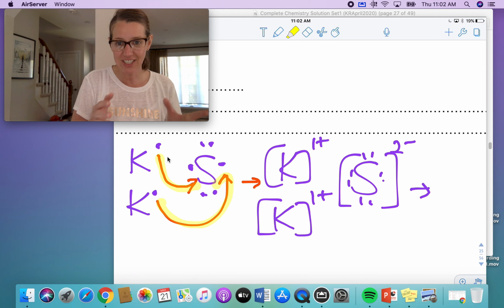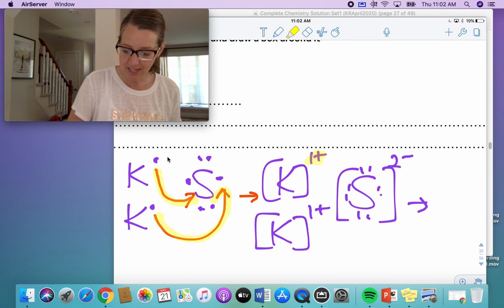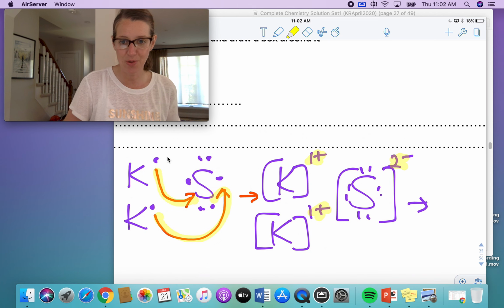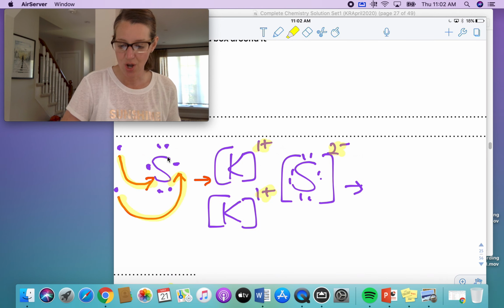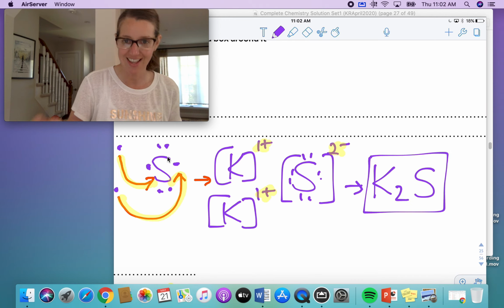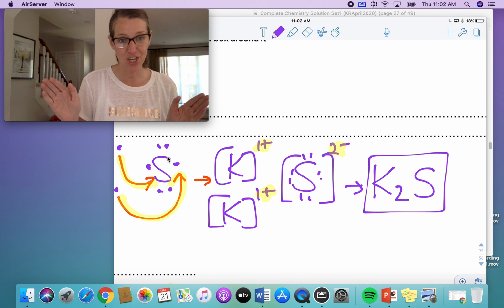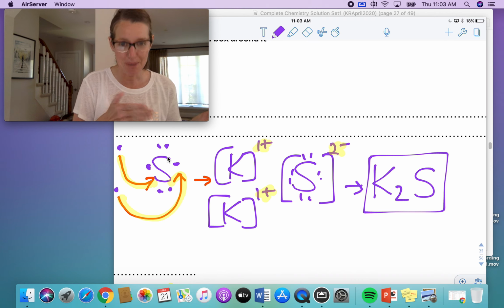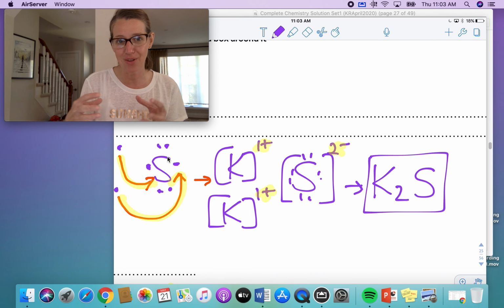The transferred electrons give me ions. Two things with a 1 plus charge, one thing with a 2 minus charge. My formula is K2S. That's the rough work. Now, can you do it just the cheater version? Just show you how to simplify this because you understand how these ions come together.